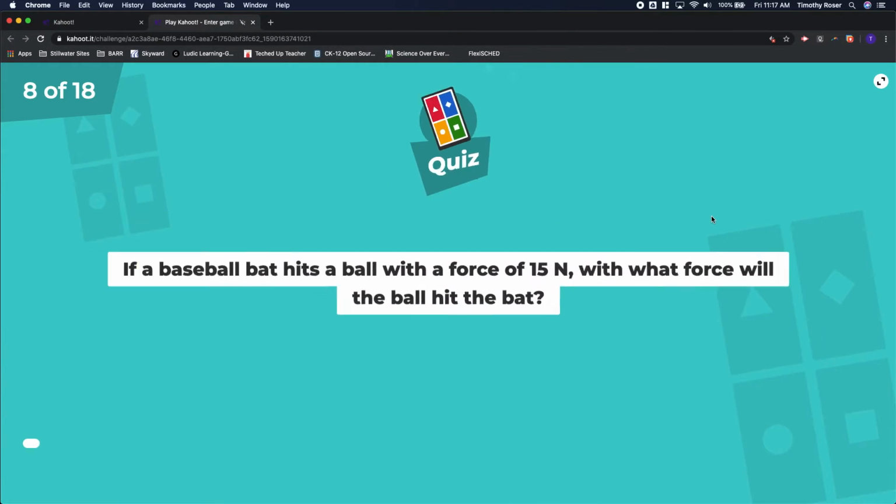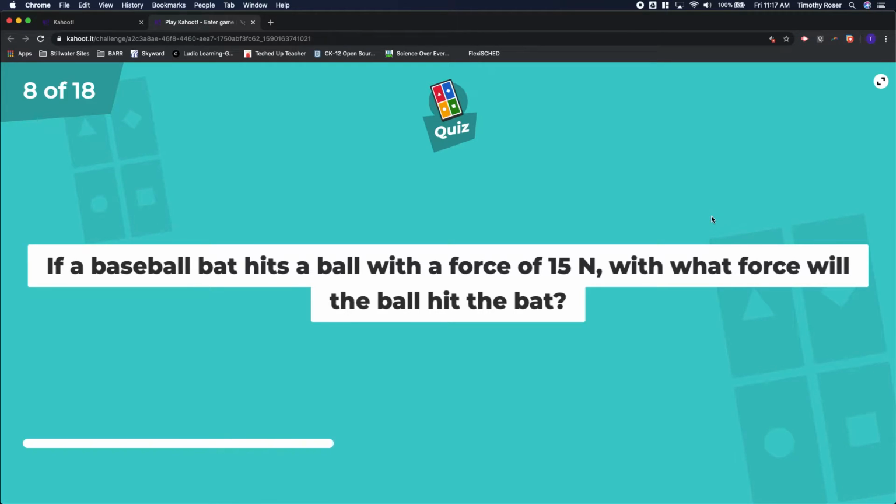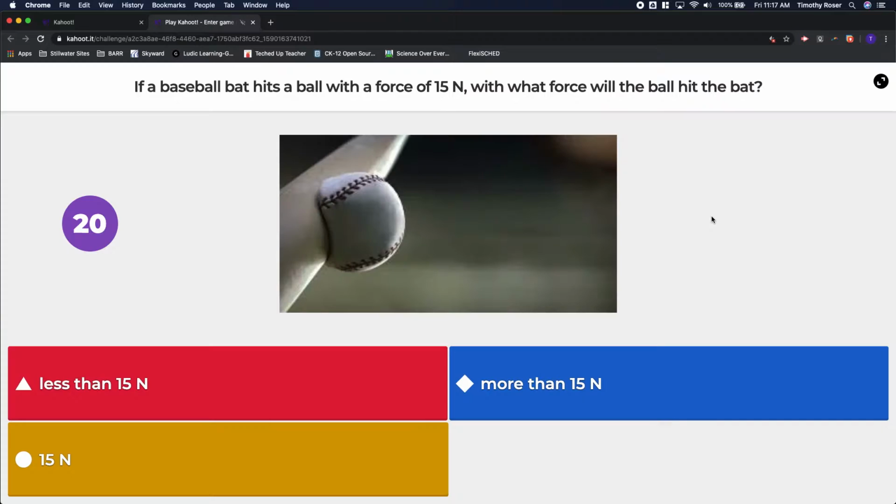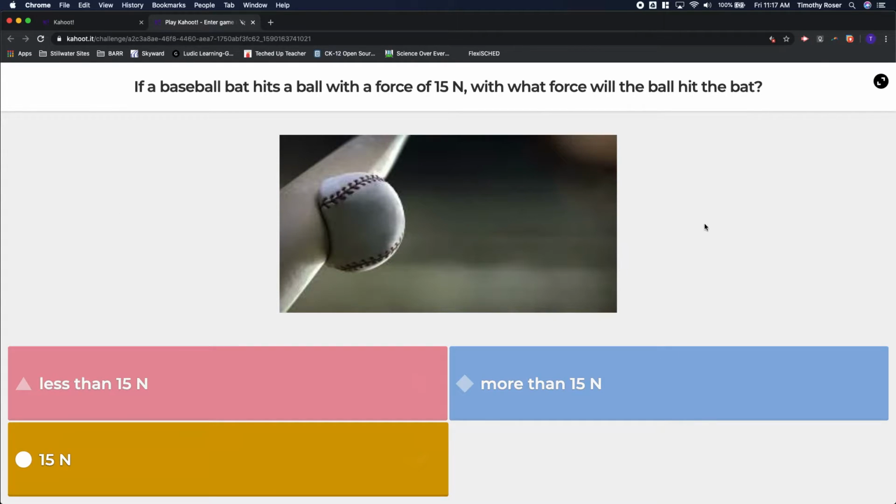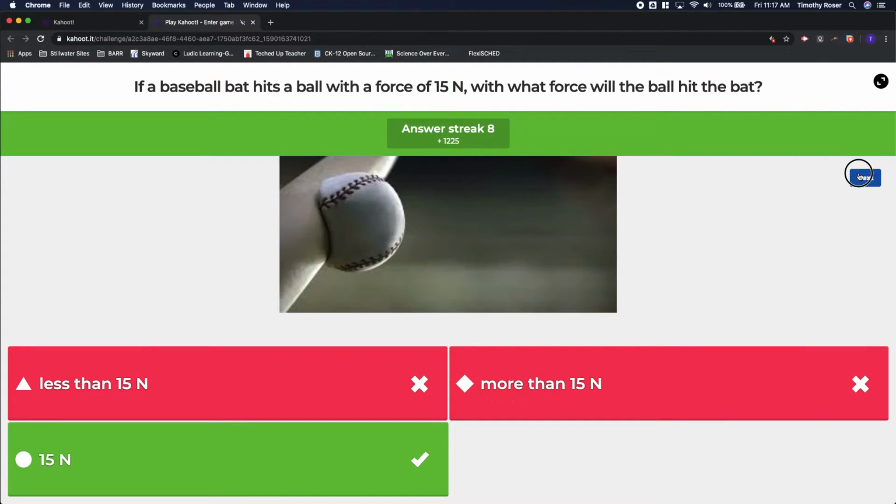All right, next. If a baseball bat hits a ball with force of 15 newtons, with what force will the ball hit the bat? All right, this is Newton's third law. For every action, there is an equal and opposite reaction. So that means that the reaction force is going to be equal to the original force, so 15 newtons.